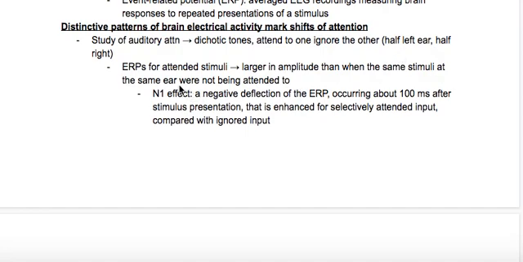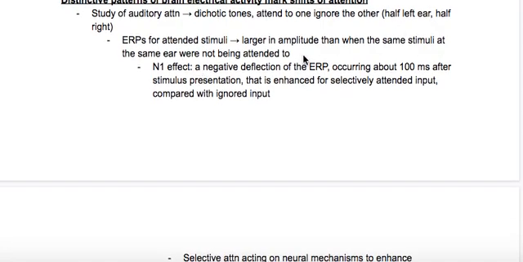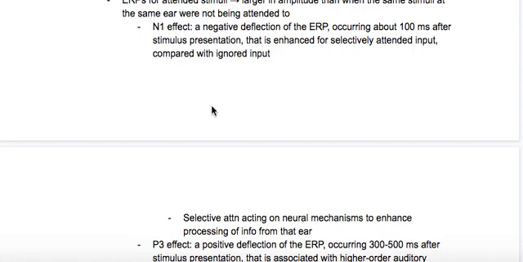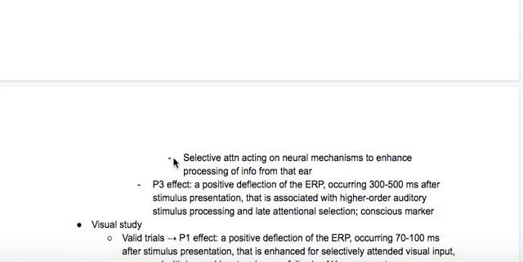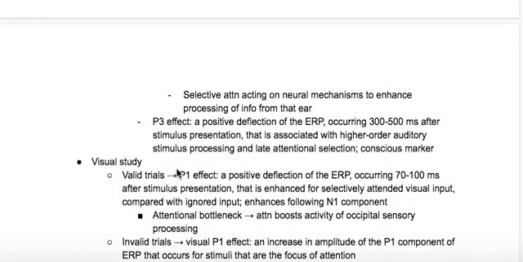ERPs for the attended stimuli show a larger amplitude than when the same stimuli at the same ear were not being attended to. This is called the N1 effect, which is a negative deflection of the ERP occurring at 100 milliseconds after the stimulus presentation that is enhanced for selectively attended input compared with ignored input. Based on this, we have selective attention acting on neural mechanisms to enhance processing of information from that ear.